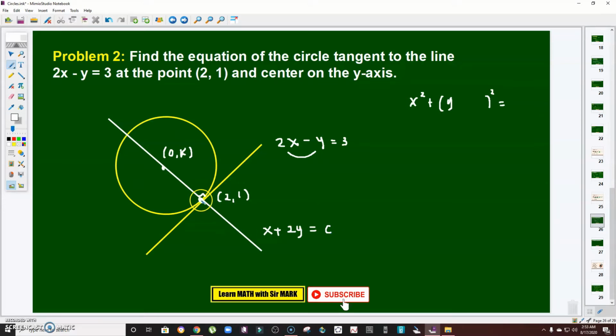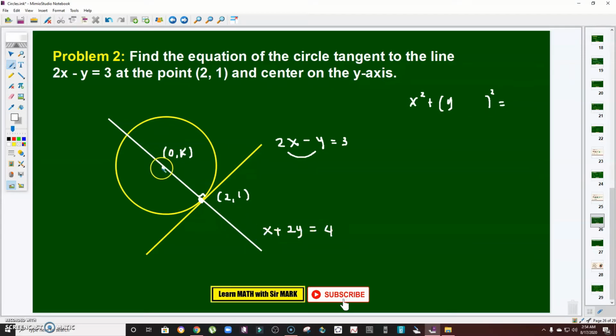Since (2, 1) is a point on the normal line, all you have to do is plug in 2 and 1 for x and y respectively to get c. That will be 2 plus 2 times 1, so that will be 4. Therefore, the equation of this line is x plus 2y equals 4.